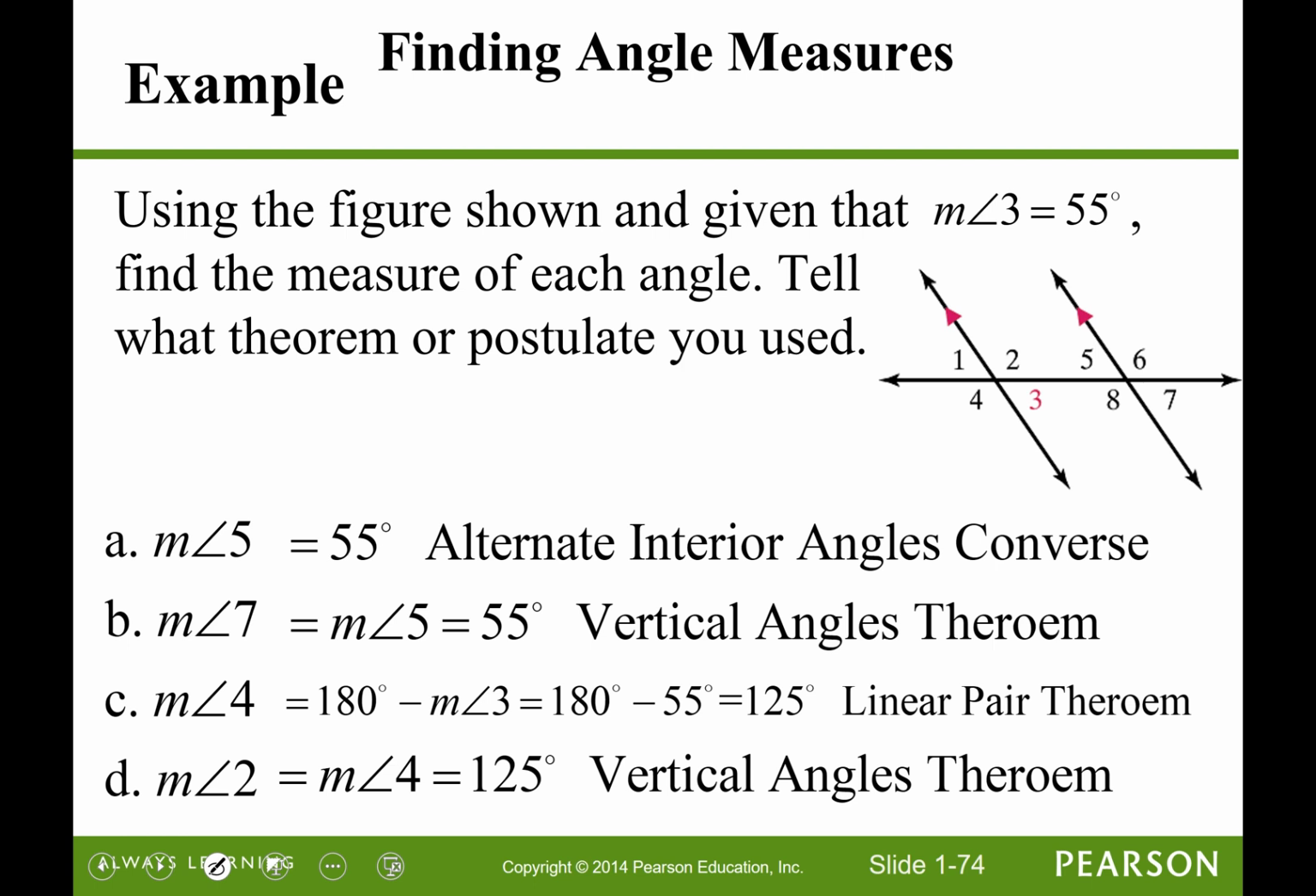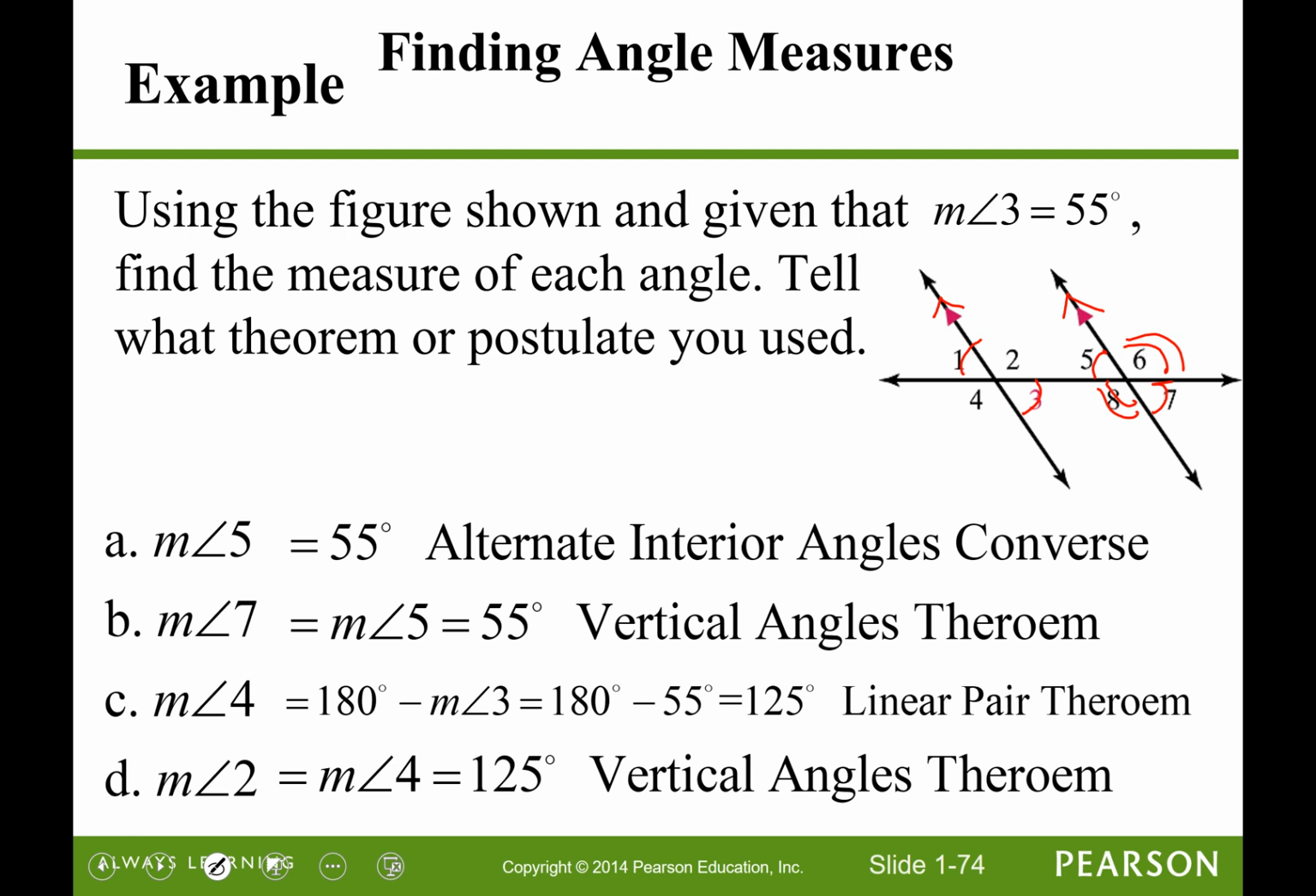If the two lines are parallel, and you can find angle 3, or if you're given angle 3, then you can find all the others, because 1 and 3 are vertical angles, so they're congruent. 3 and 5 are alternate interior angles, so they're congruent. 5 and 7 are vertical angles, so they're congruent. 8 and 7 are a linear pair, so that will tell you the measure of angle 8. And then 8 and 6 are vertical angles, so they're congruent.